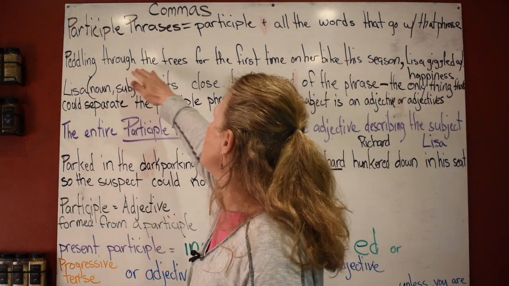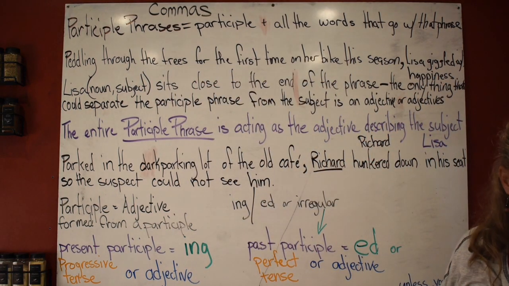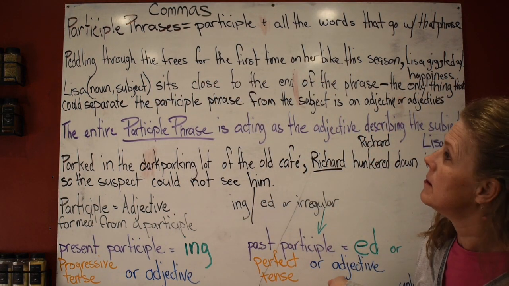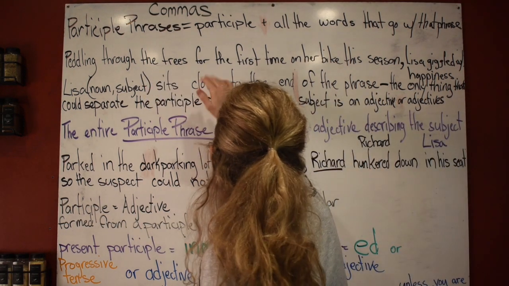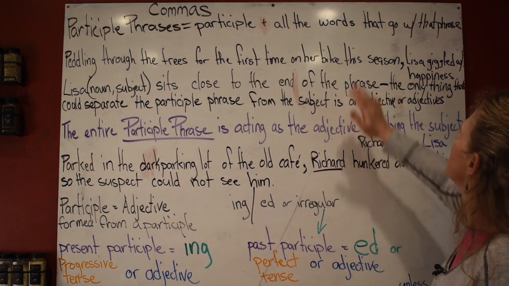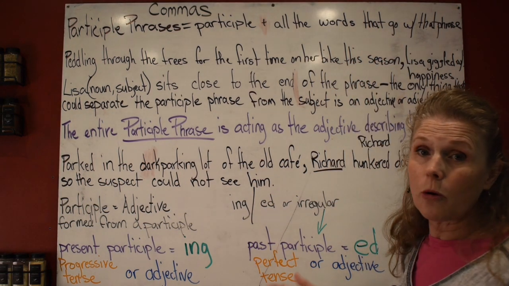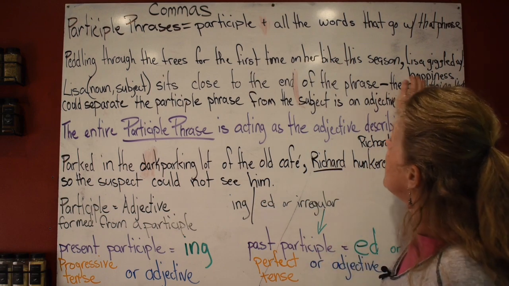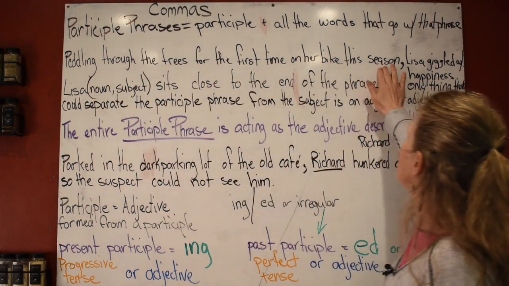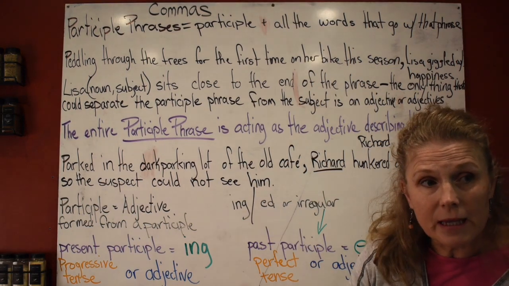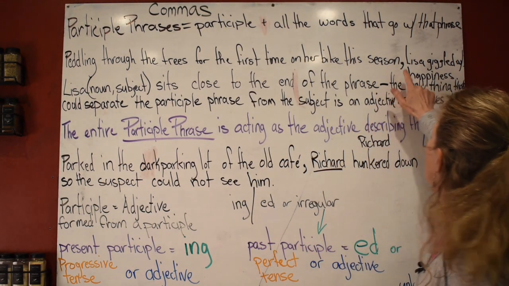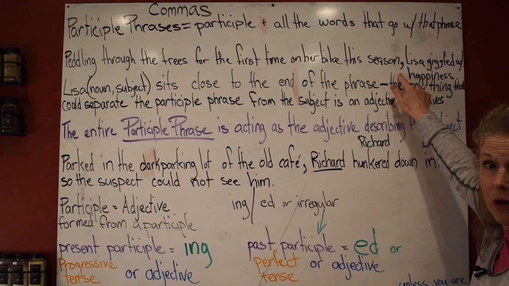So now look, how many prepositional phrases do we have in that participle phrase? Three. We have through the trees, for the first time, on her bike. And then we have another phrase, this season, right? So this is an entire participle phrase, and when you are beginning a sentence with a participle phrase, you need to have a comma.